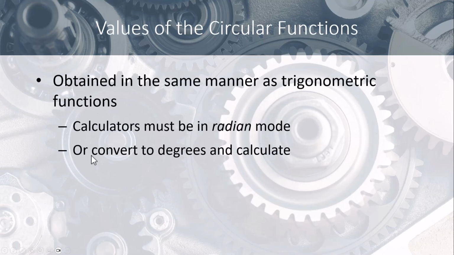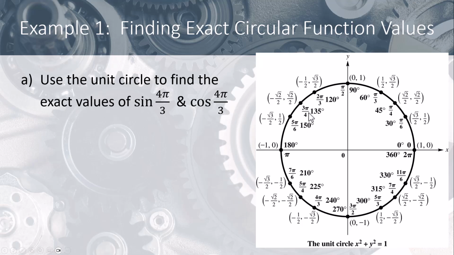Now, when you are evaluating trig functions, particularly when you're using a calculator, there are 2 approaches that you can use. One is to just make sure that your calculator is in radians mode, or you can convert to degrees, since we are typically more comfortable working with degrees than we are radians, and then calculate from there. Now, in the 3 or so examples I have here, we will be using each of these approaches, but none of them require the use of a calculator. Instead, they require the use of a unit circle.